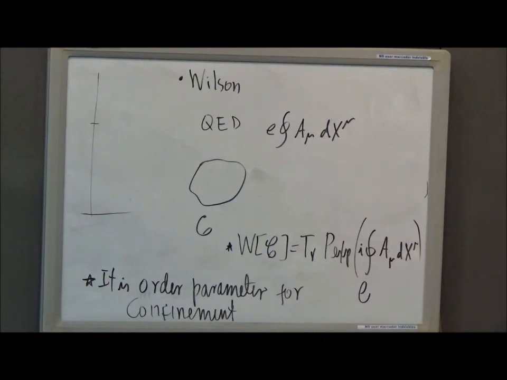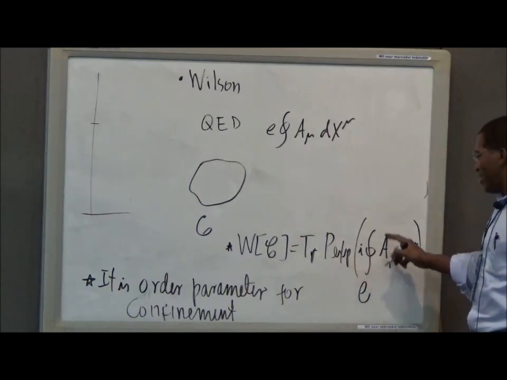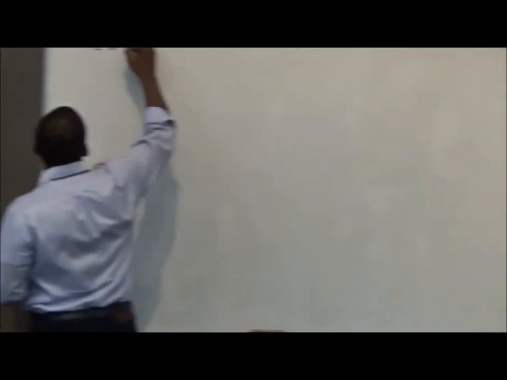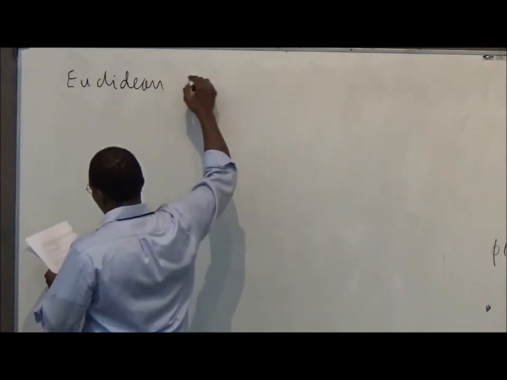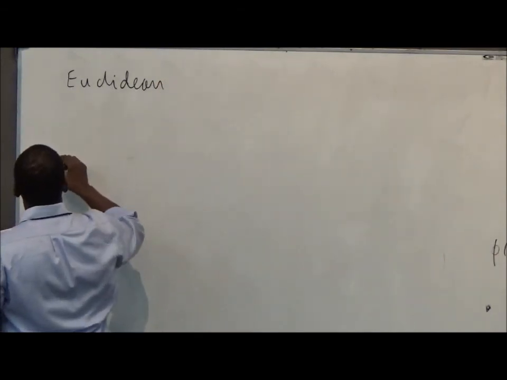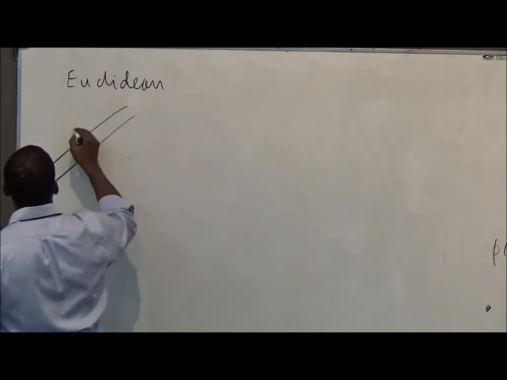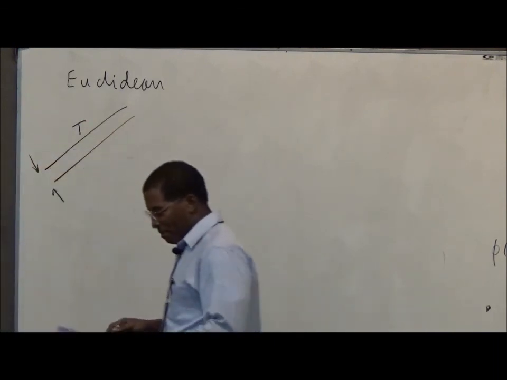So that's, yes? Trace of what? Trace, path order, exponential of this thing. So let me try to argue. Suppose that we are in a Euclidean context. So we're going to take a rectangle, as the Wilson loop is going to be a rectangle like that. So this is T, and let me call this D. Okay.